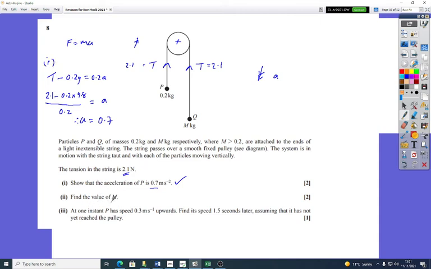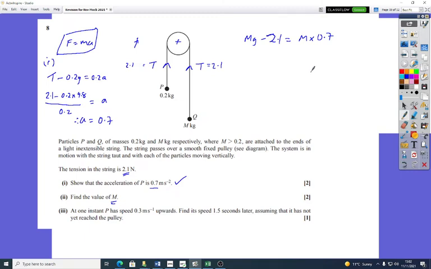Second one, find the value of m. Now like I said, the motion's going this way down. Just going to rub this off. Now if that's going that way down, the weight is taking the lead, so that's going to be mg. That is going against it, trying to hold it up, tension, which in this case is 2.1, equals mass times acceleration, Newton's second law. That's going to be mass, we don't know, m, times acceleration, we do know, is 0.7.